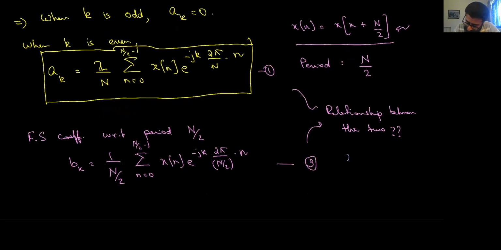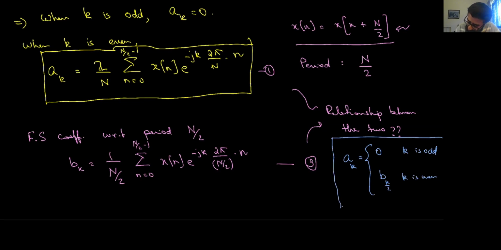AK is equal to 0 when k is odd, and b k by 2 when k is even. So this is the relationship. When you study DSP and so on, this kind of thing comes up quite a lot. So this is something maybe I'll leave off for you to think about.